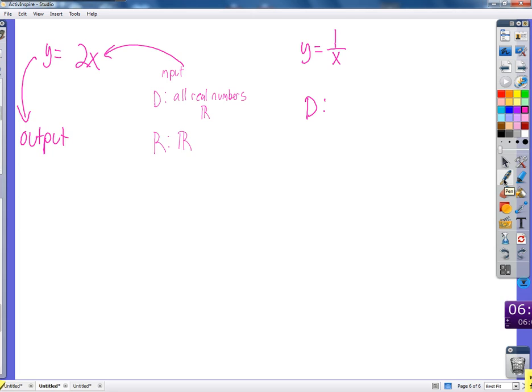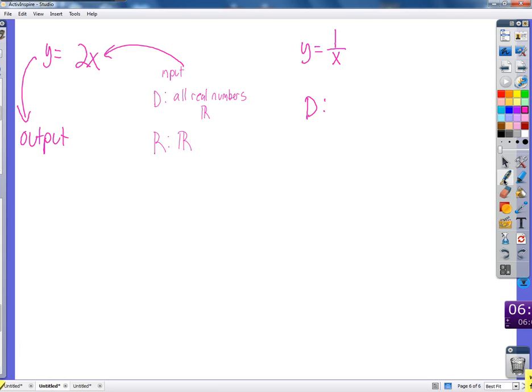A nice question to ask yourself is, is there anything you can't put in there? And if there isn't anything you can't put in there, you just have all the real numbers again. So is there anything you cannot put in for x? Can we divide by a fraction? Yeah. What happens when you divide by fractions? Multiply by the reciprocal. So, no problem there.